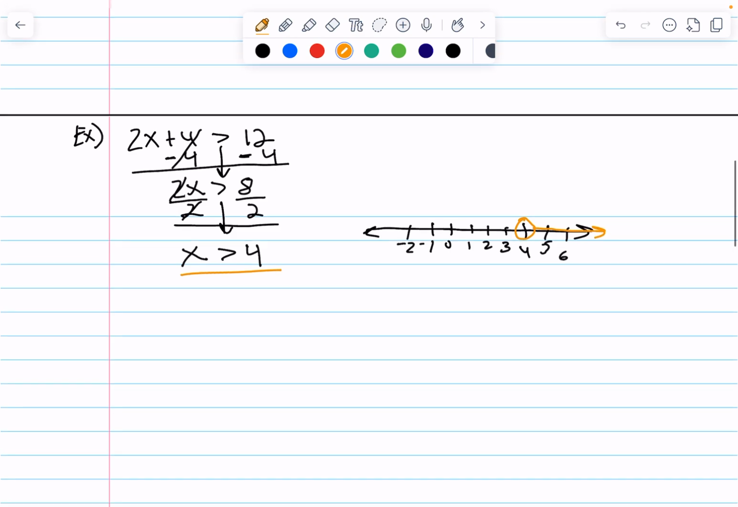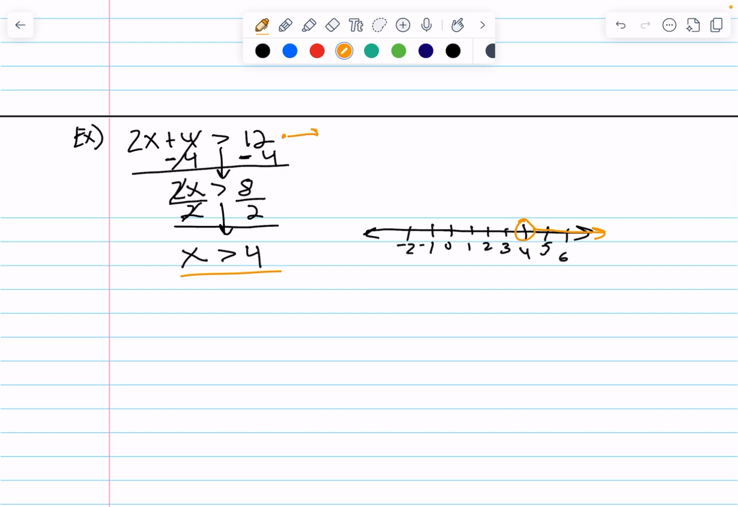If you want to use this original equation, we know this expression down here, x greater than 4. So let's plug in a number to prove it, a number that is greater than 4. Let's do 6 in this original equation. 2 times 6 plus 4 greater than 12, that's the x. So we have 12 plus 4 greater than 12, which is then 16 greater than 12.